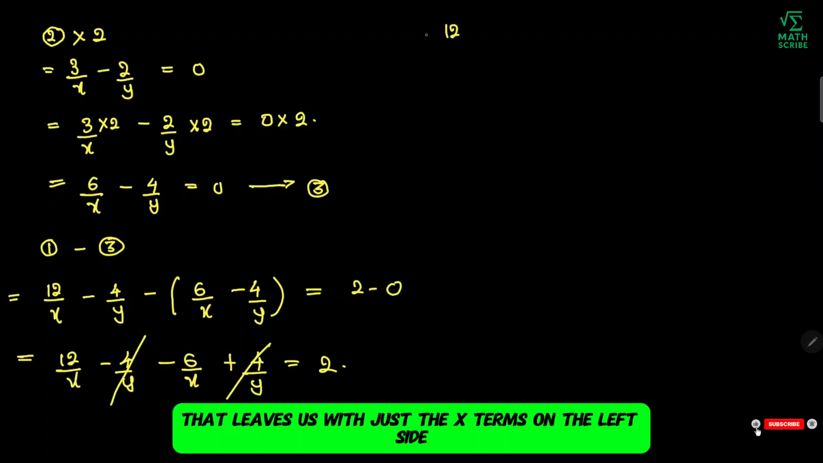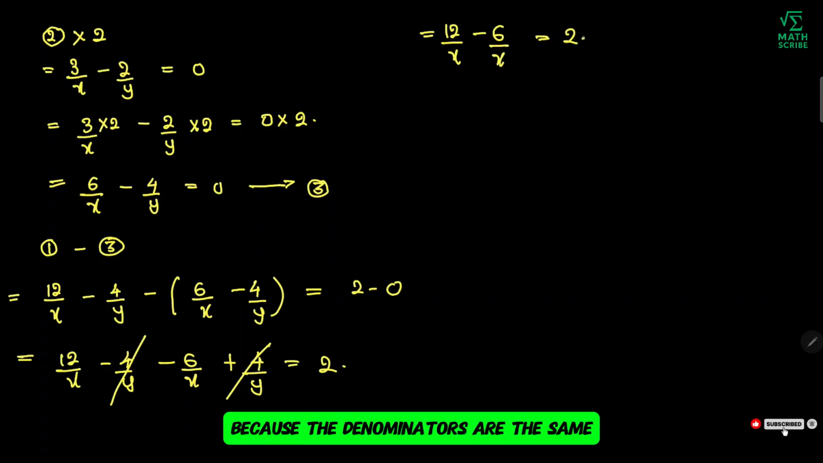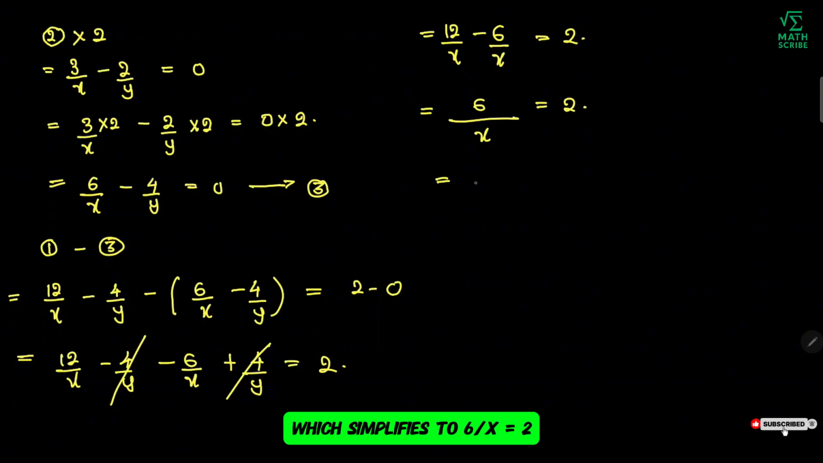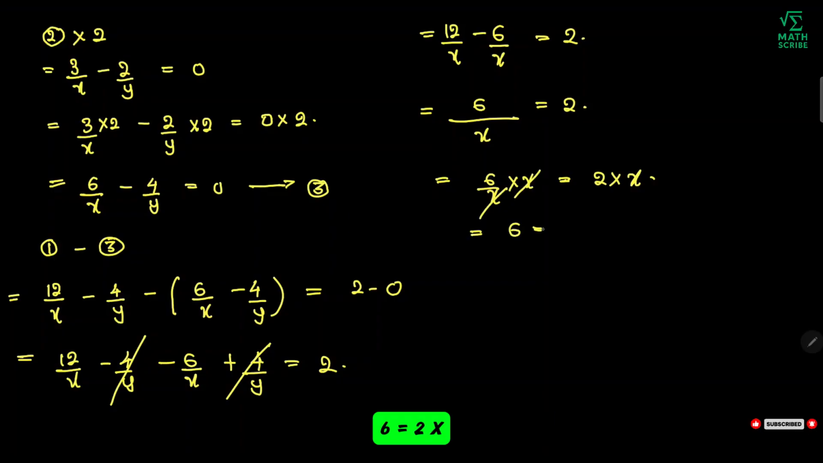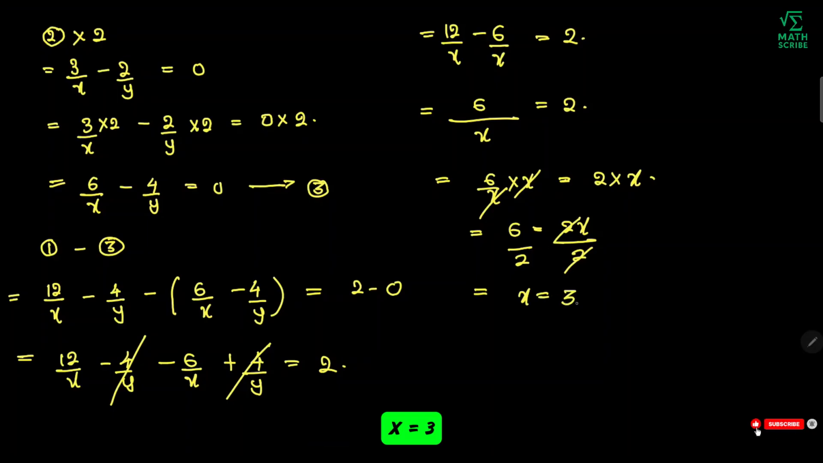That leaves us with just the x terms on the left side. 12 over x minus 6 over x equals 2. Because the denominators are the same, we can just subtract the numerators directly. 12 minus 6 all over x equals 2, which simplifies to 6 over x equals 2. To get x out of the denominator, let's multiply both sides by x. 6 equals 2x. Divide both sides by 2. 6 over 2 equals 2x over 2. x equals 3. We have our first answer, x equals 3.